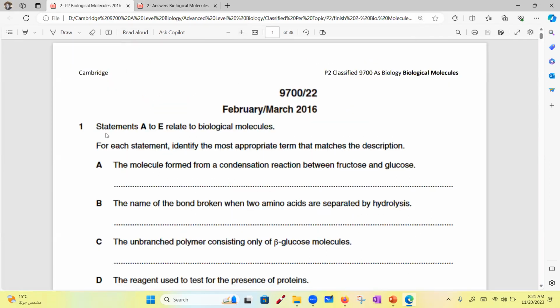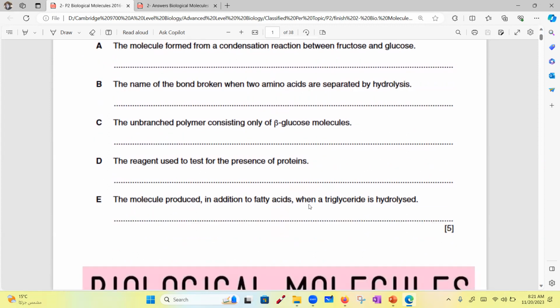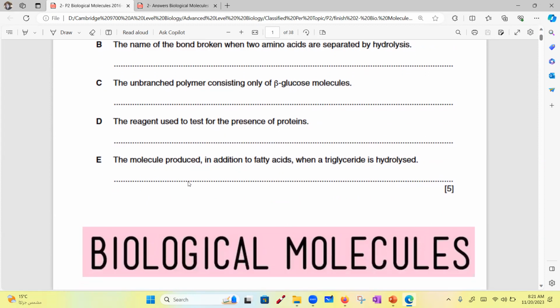The name of the bond broken when two amino acids are separated by hydrolysis. What's the bond in proteins? Peptide. The unbranched polymer consisting only of beta glucose molecules. Cellulose. Excellent. The reagent used to test for the presence of proteins. Biuret. The molecule produced in addition to fatty acids when a triglyceride is hydrolyzed. You're breaking a triglyceride: fatty acid and glycerol.